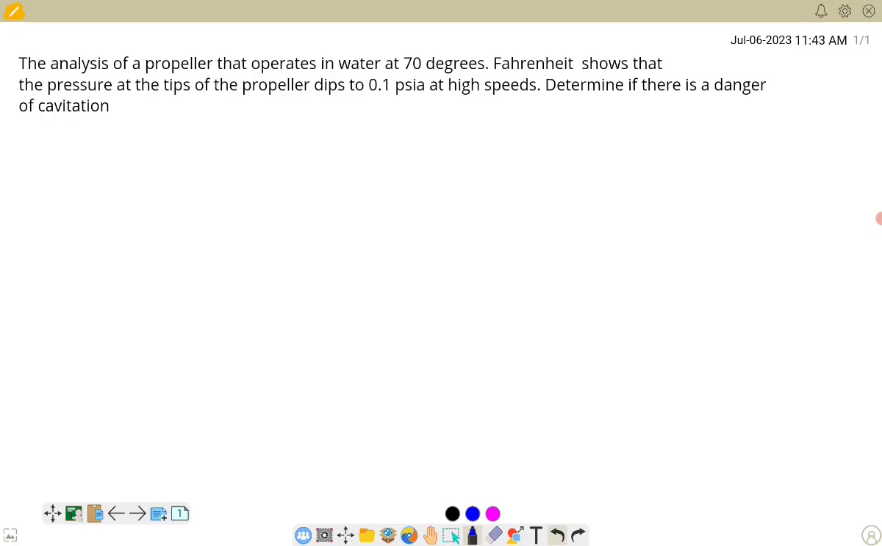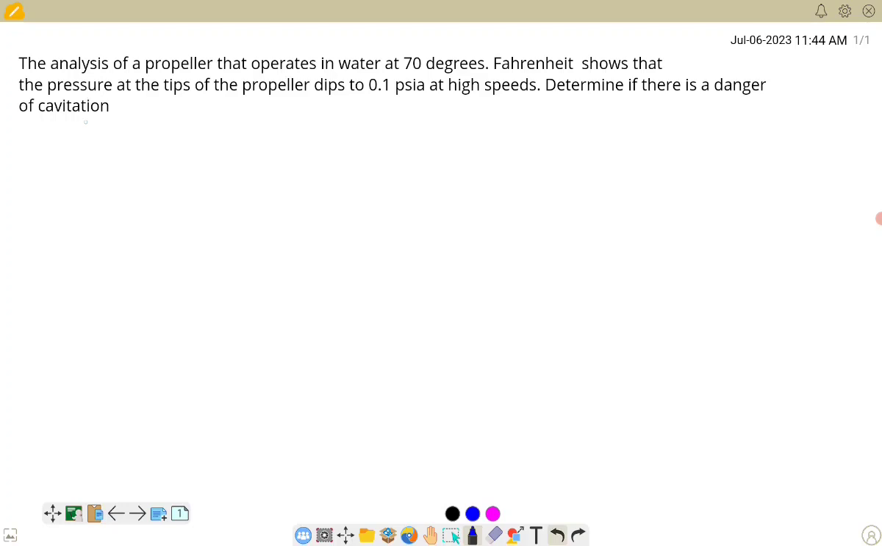We have a fun problem this time about cavitation. The analysis of a propeller that operates in water at 70 degrees Fahrenheit shows that the pressure at the tips of the propeller dips to 0.1 psia, where psia is an absolute pressure in terms of pounds per square inch, at high speeds. Determine if there is a danger of cavitation.